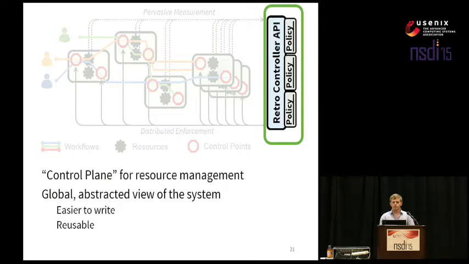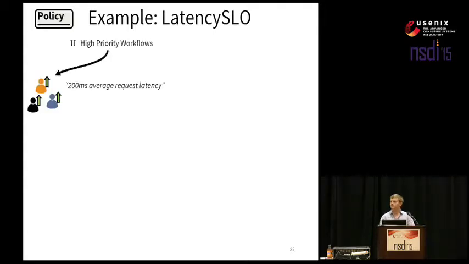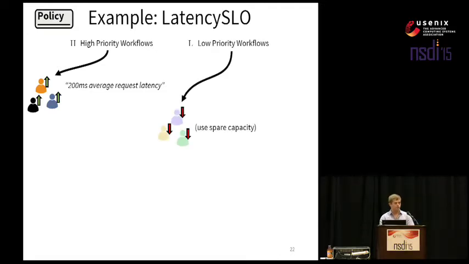So what does a resource management policy actually look like? In the paper, we present 3 policies, and I encourage you to look for more details because they're very different policies. Here I'm going to present our latency SLO policy. This provides an average latency guarantee to one or more high-priority workflows, something along the lines of 200 milliseconds average latency per request. There are also several low-priority workflows, which are allowed to use the spare capacity of the system so long as the high-priority workflows are achieving their latency guarantee.